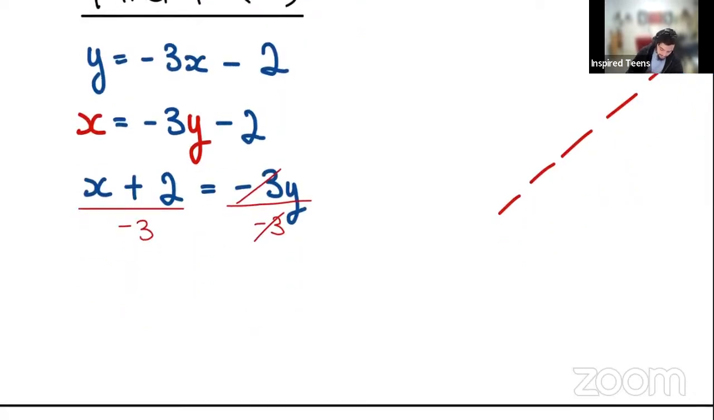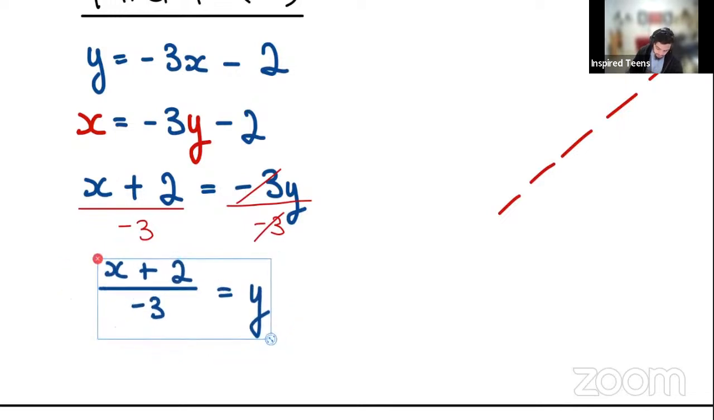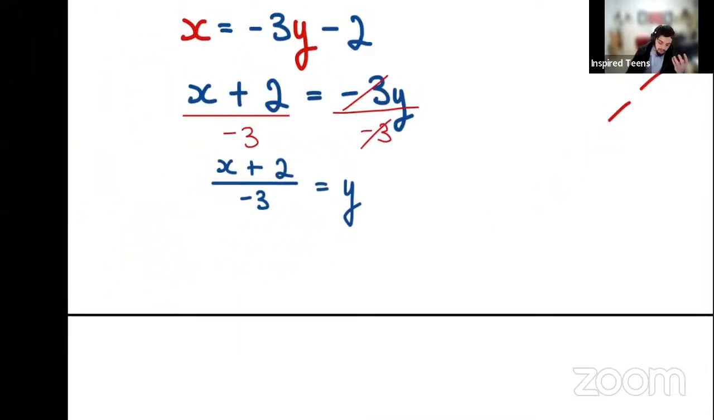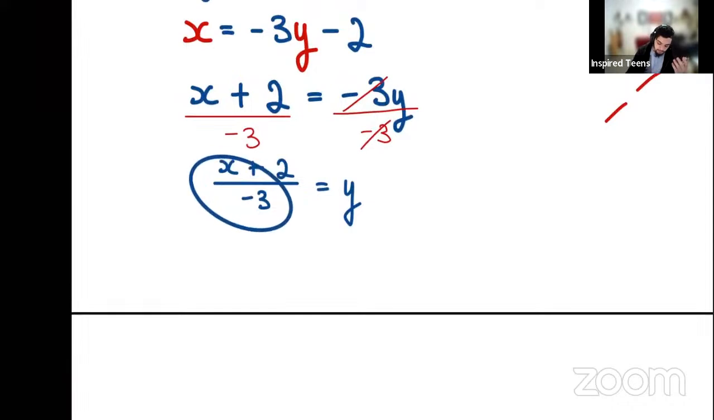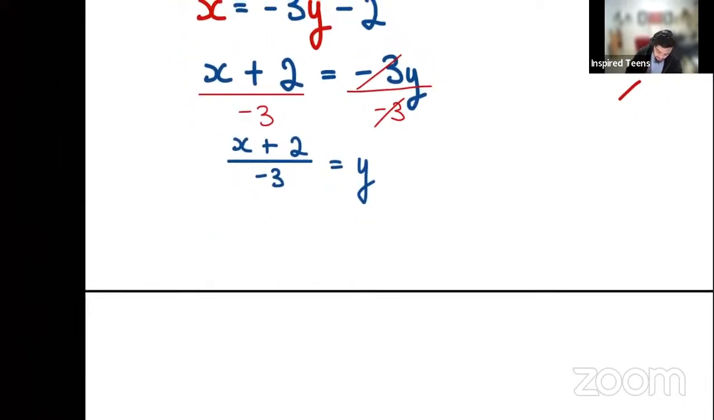Once I do that, I am indeed left with x plus 2 over negative 3, which is equal to y. Okay, I can simplify this further, by putting each term in the numerator separately over the denominator. So x over negative 3 and 2 over negative 3. Because we're dividing by a negative, it changes to negative x over 3, and then 2 over negative 3 becomes negative 2 over 3.